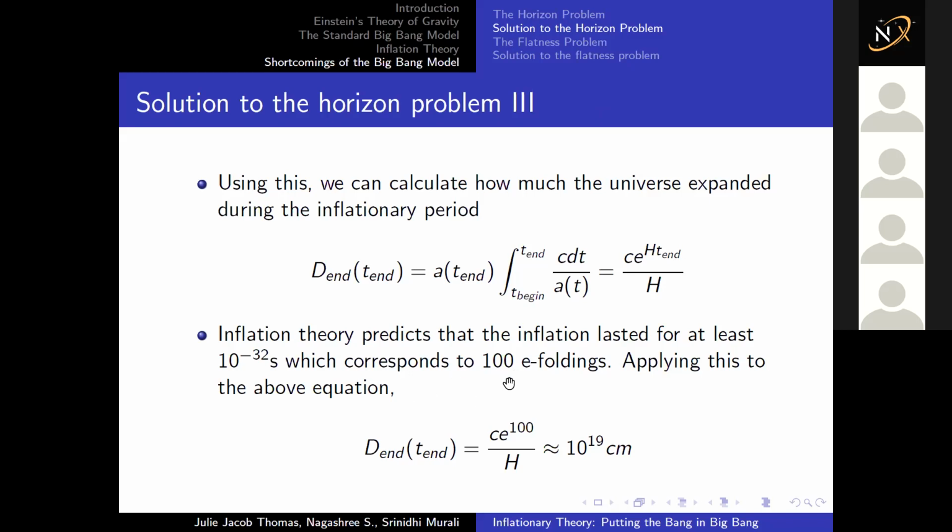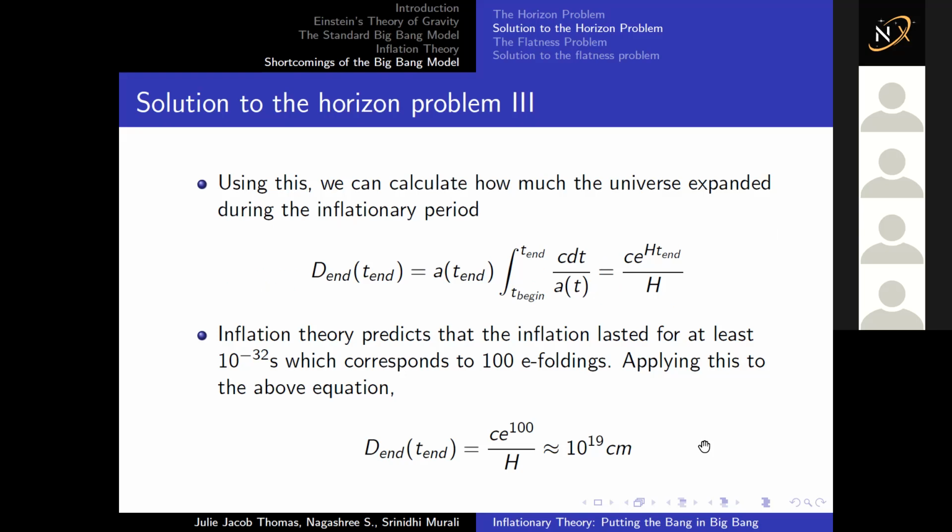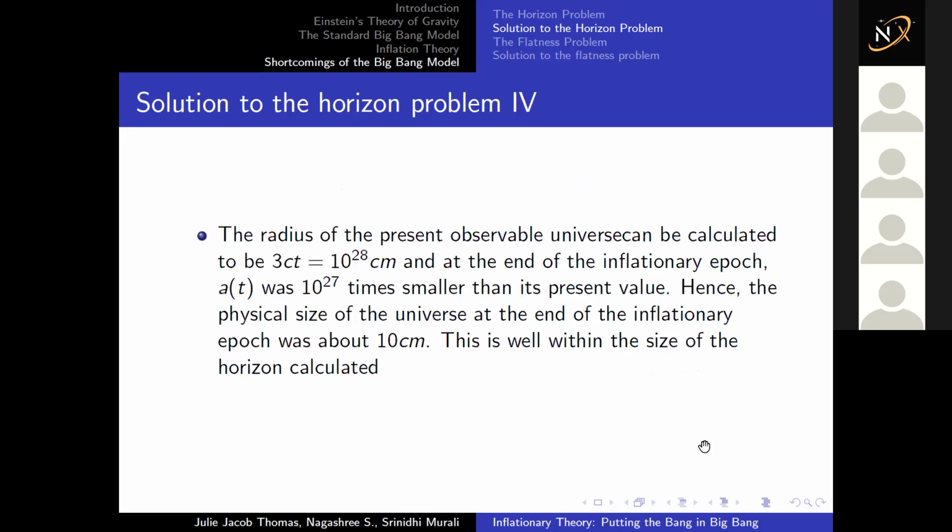Inflation theory predicts that inflation lasts from 10 raised to minus 36 to 10 raised to minus 32 seconds. And this corresponds to about 100 e-foldings. That is, the expansion is basically e raised to 100 times. When you apply this to the above equation, we get the size to be around 10 raised to 19 centimeter. So 10 raised to 19 centimeter is the size of the horizon at the end of the inflation.